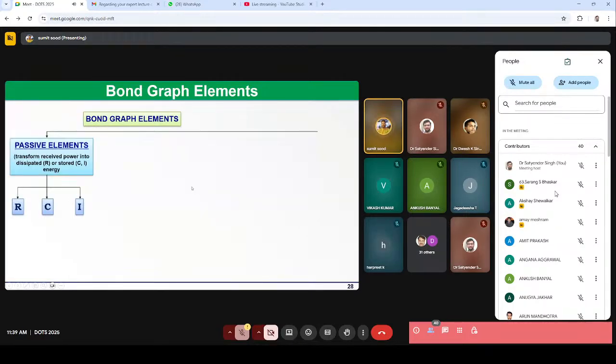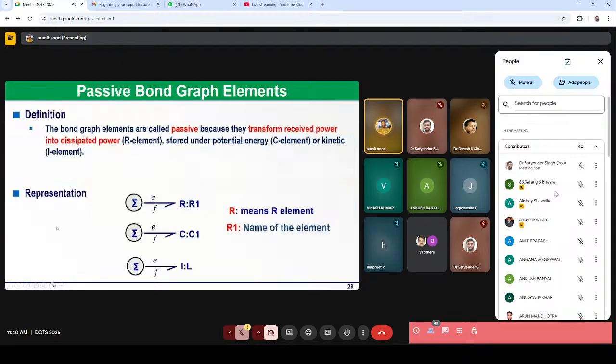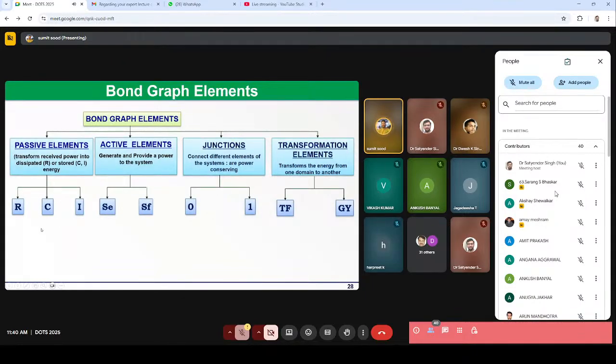Like I mentioned, there are different elements in each domain, and these elements can be represented through a handful of elements in the case of bond graph. So let's first see what the different elements are. These are the elements that you usually need in order to represent any physical system in terms of the bond graph approach. The first one is the passive elements. These are the elements that do not generate any energy or power, but they store, transform, or dissipate the energy.